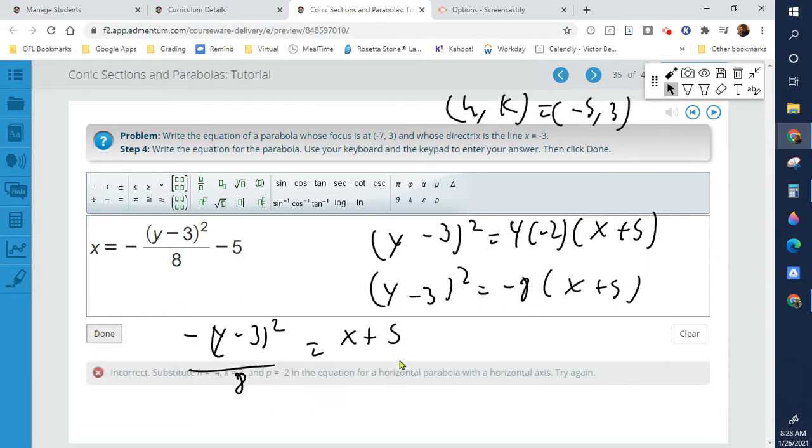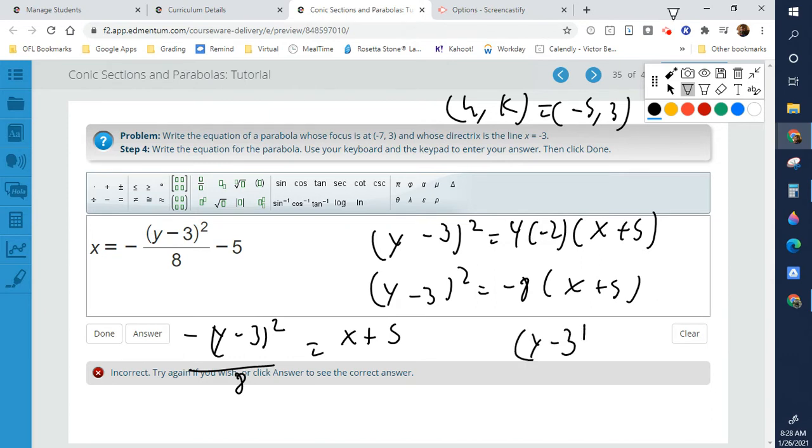Let's see if it accepts that. No, it looks like it wants us to expand a little bit more. And it actually gives us what we need to substitute in. So if we expand y minus 3 quantity squared, we get y squared minus 6y plus 9. We have to remember we're going to subtract the 5.